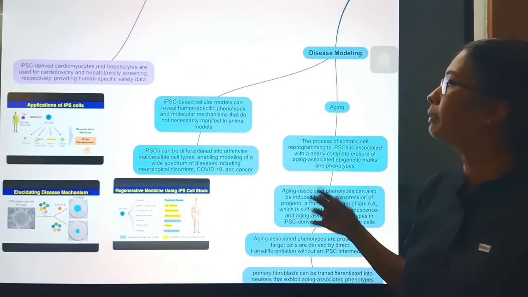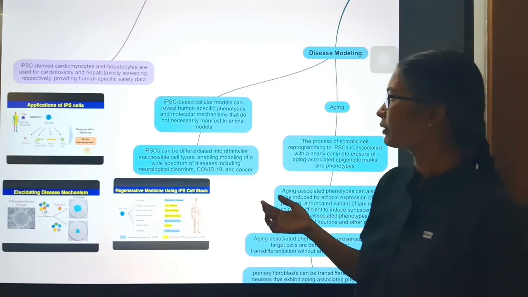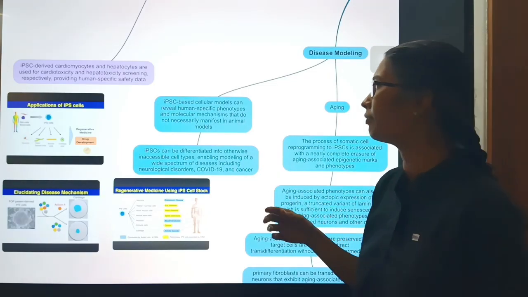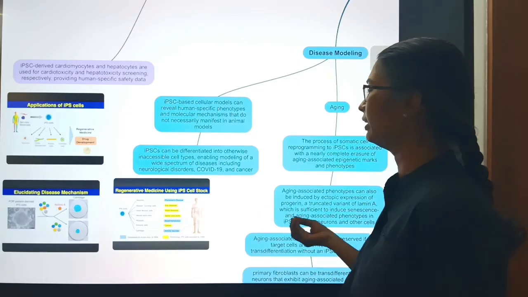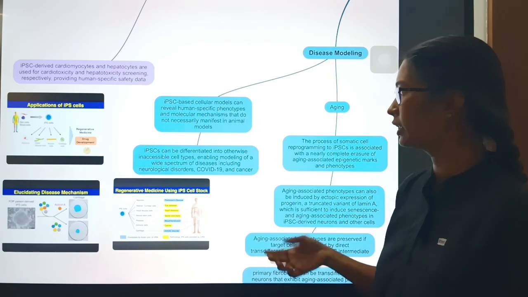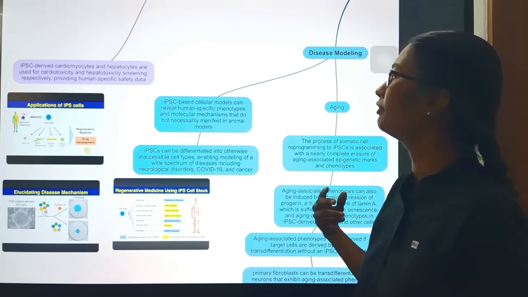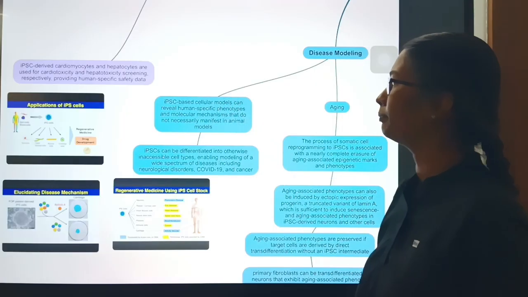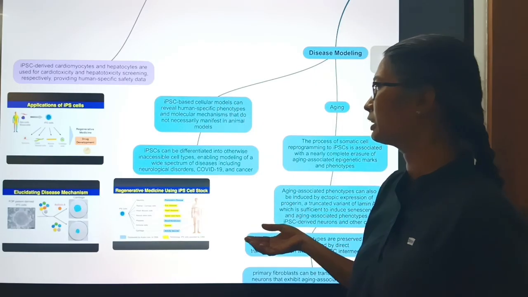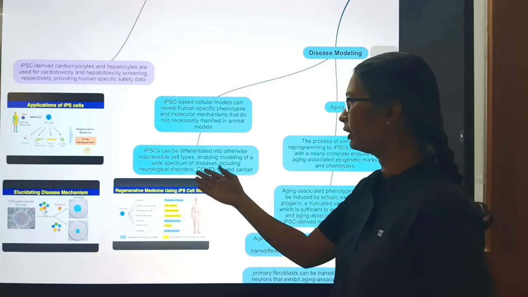In disease modeling, iPSC-based cellular models can reveal human-specific phenotypes and molecular mechanisms that do not necessarily manifest in animal models. Sometimes when we try to design a drug or study a disease on animals, the same thing is not going to work on humans. So these iPSC-based cellular models can help in revealing the specific phenotypes of that particular disease. iPSCs can be differentiated into otherwise inaccessible cell types, enabling modeling of a wide spectrum of diseases including neurological disorders, COVID-19 and cancer.